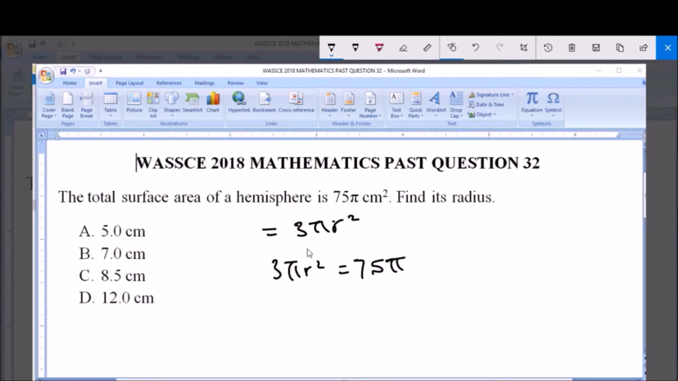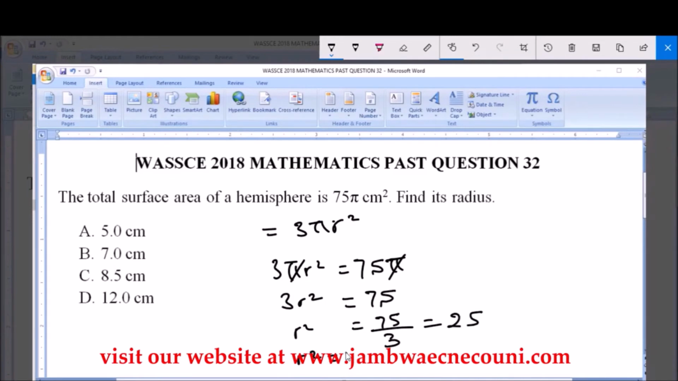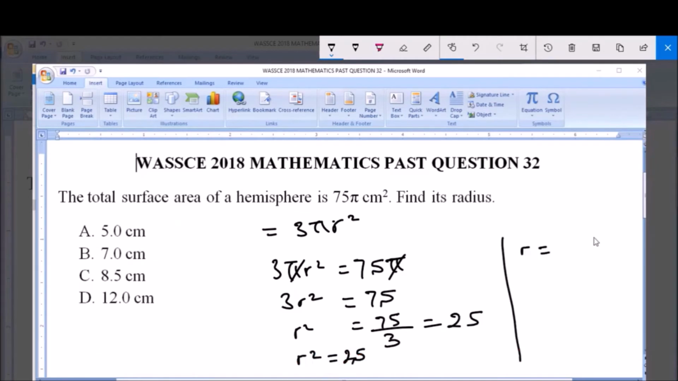centimeter square. Now from here we can cancel out this pi, and we can see 3 r square is equal to 75. Remember, we're looking for r. Now from here I can see r square is equal to 75 all over 3, and this is equal to 25, meaning that r square is equal to 25. Now from here we can see r is equal to the square root of 25, and therefore r is equal to 5.0 centimeter, and this is option A. So this is the answer to this question, that is the radius of this hemisphere is 5 centimeter.